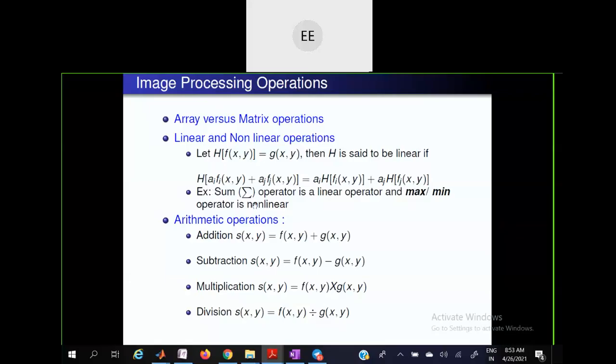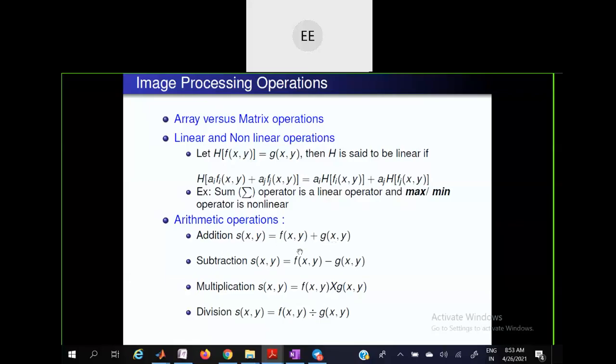All of you know what is meant by linear and non-linear operations. It should satisfy this condition: whenever I multiply by a constant and do superposition, the operator should give back the same result. I think linearity is known. A sum operator, as I told, is a linear operator. There is an operator called the max operator or min operator, which we are going to discuss in the next chapter. It is a non-linear operator.